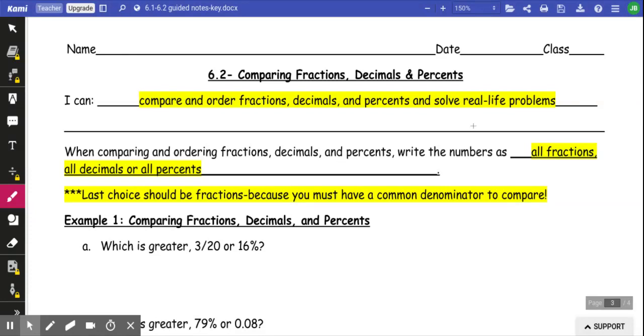Hi guys, today we're going to talk about our 6.2 comparing fractions, decimals, and percents notes. Our I can statement is I can compare and order fractions, decimals, and percents and solve real life problems.